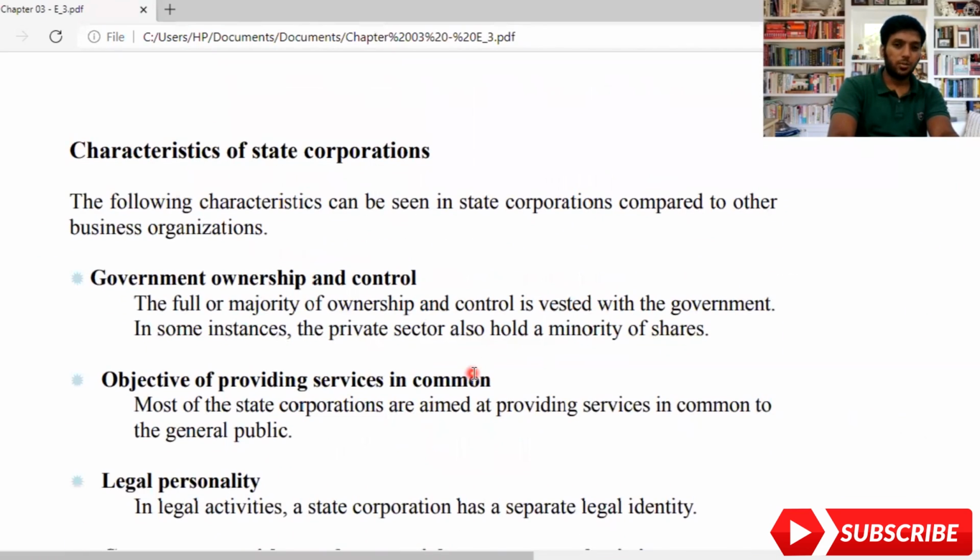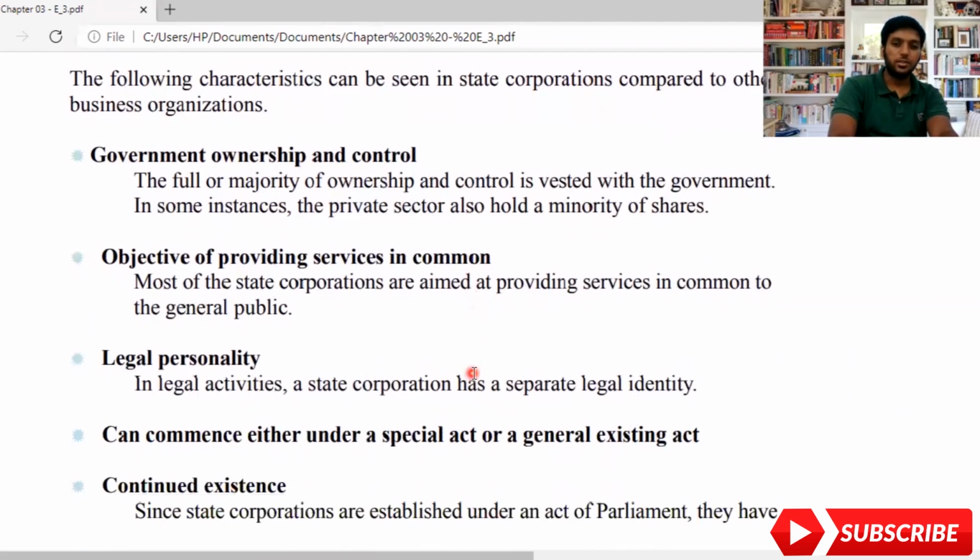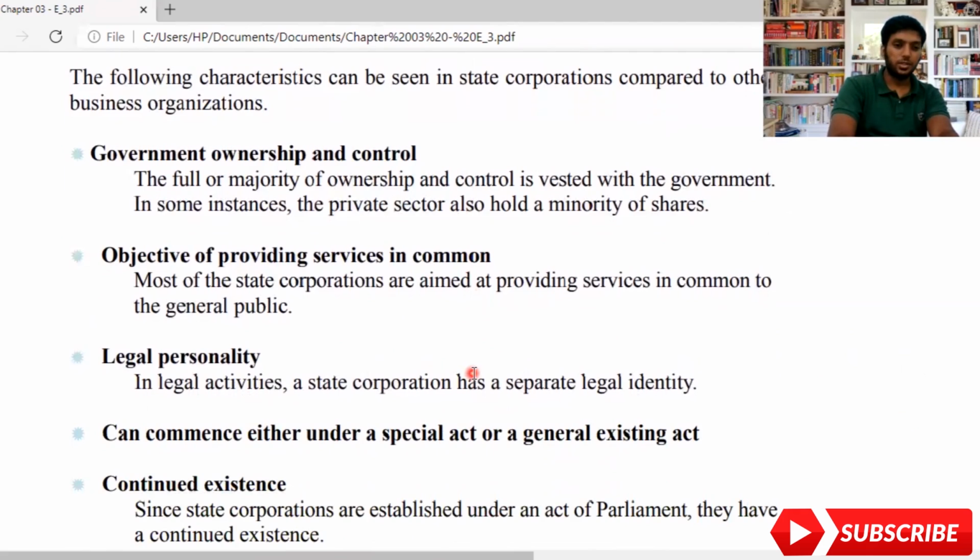Number one, they're saying government ownership and control, 100% or maybe a majority of ownership. If it is government, it's part of a state corporation. Objective of providing services in common. Their main aim is to provide some service to the people. But it can be government itself. So the railway corporation is a government sector corporation, a state corporation. But if you see the railway corporation, they are giving some sort of service and they are charging an amount. It's a profit objective most of the time.